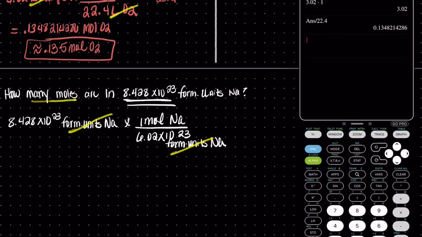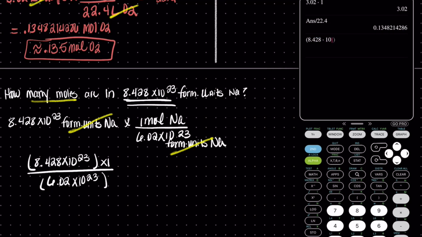So all I'm looking for here is 8.428 times 10 to the 23rd. Remember, keep anything in scientific notation in parentheses. Times that one over that Avogadro's number we see. Avogadro's number. Remember, keep that in parentheses. So in your calculator, make sure to do the same. Keep it in parentheses.